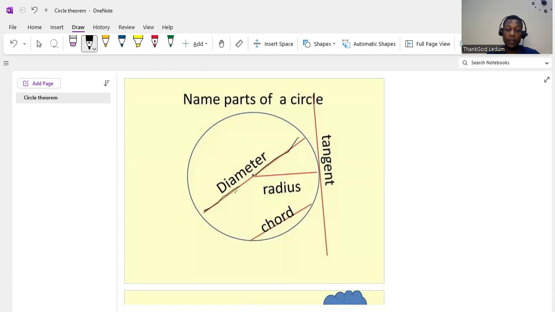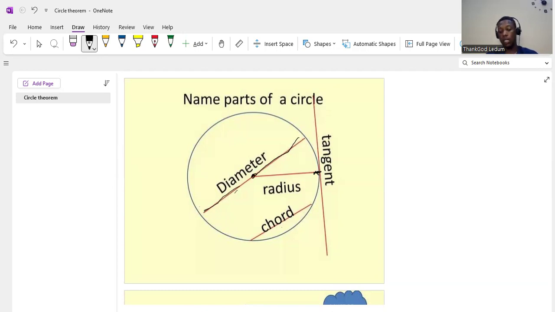The next thing we have here on this circle is the radius. On the circle here, you see a radius. Now, you see that the radius runs from the center of a circle to the circumference. So every line that runs from the center of a circle to the circumference over here is what we refer to as the radius. I know you already know all this.